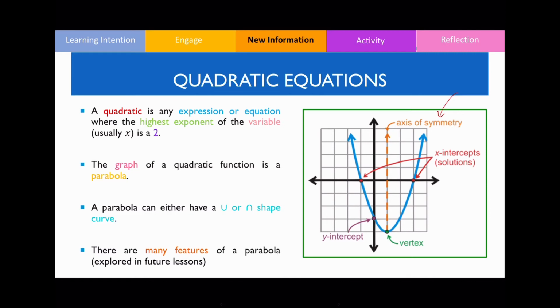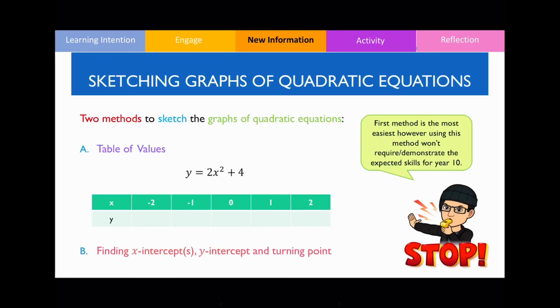There are the y-intercepts, the x-intercepts, as well as the axis of symmetry. Now, in order for us to actually graph or sketch a quadratic equation, we can do this in 2 different ways. We could do this by using a table of values and substituting the x values into the equation to find the corresponding y value. Or alternatively, you could algebraically solve for the x-intercepts, the y-intercept, and another key feature which is referred to as the turning point.